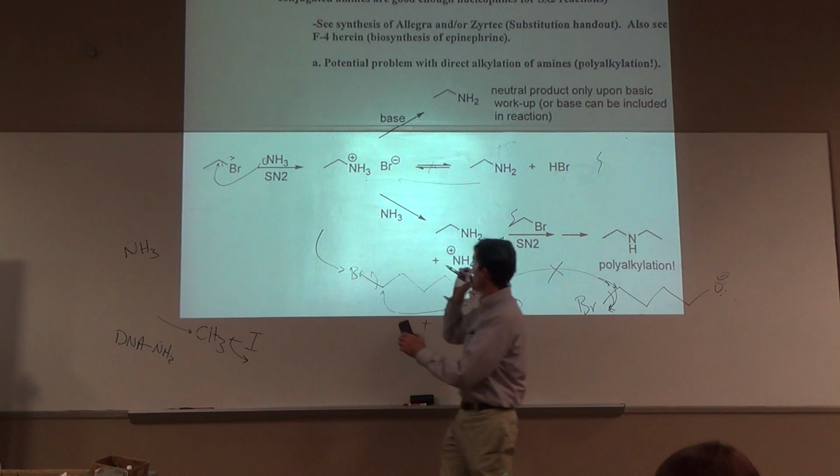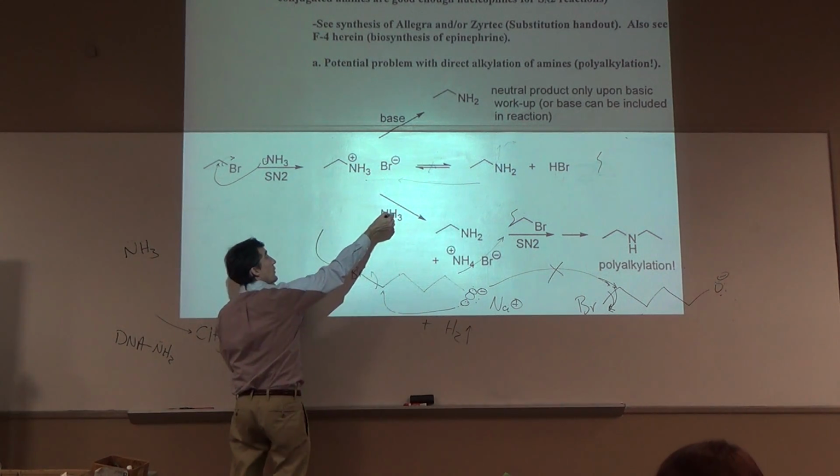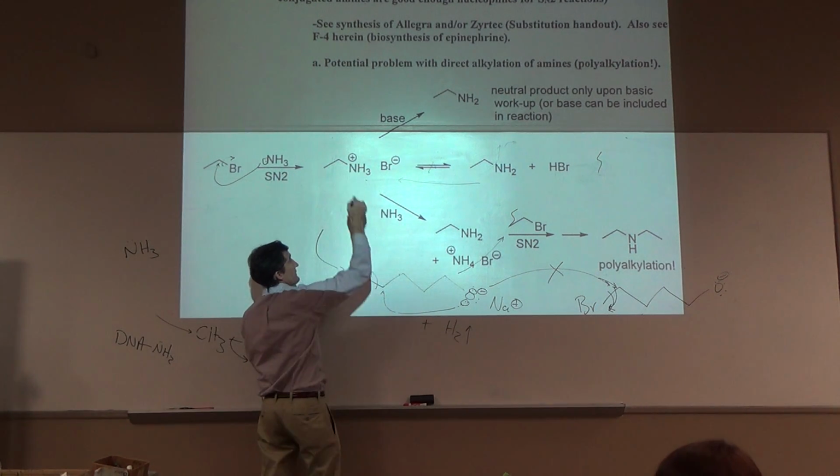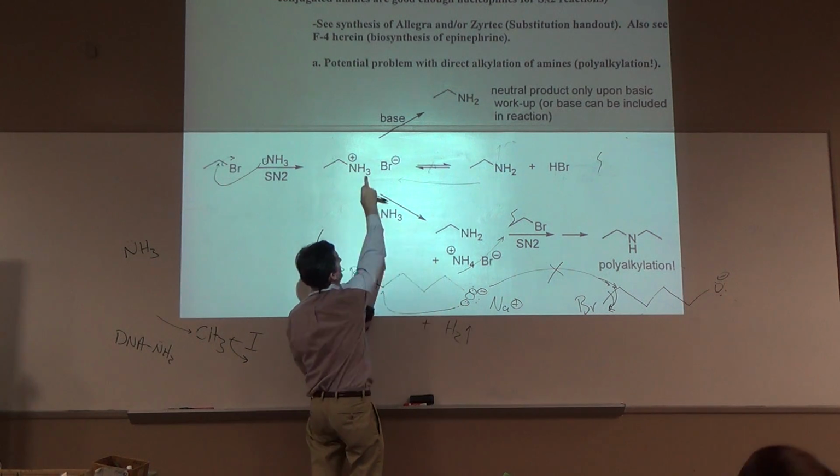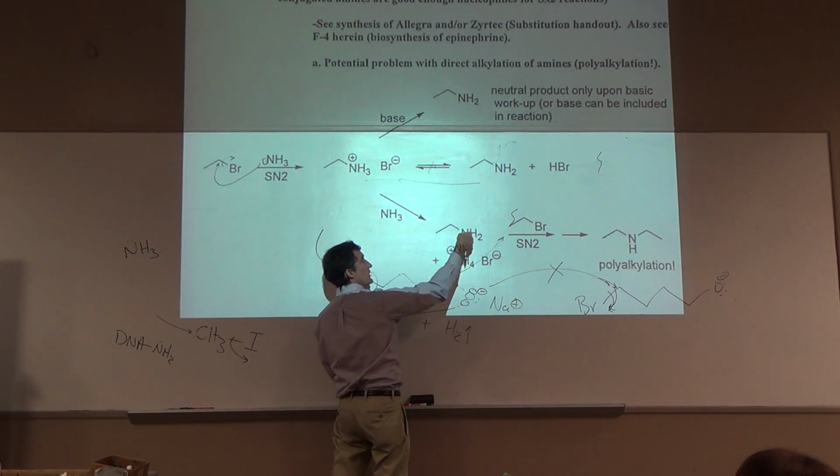Now, how do you get polyalkylation? Because ammonia, which is over here, can act as a base. If ammonia takes the H, you get ammonium bromide, and you free up your amine.